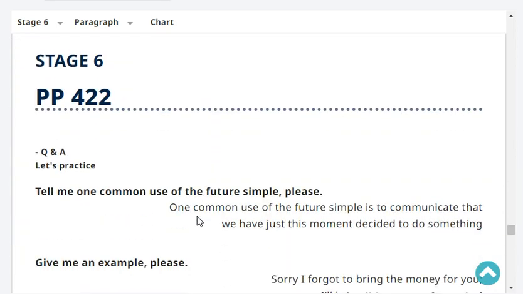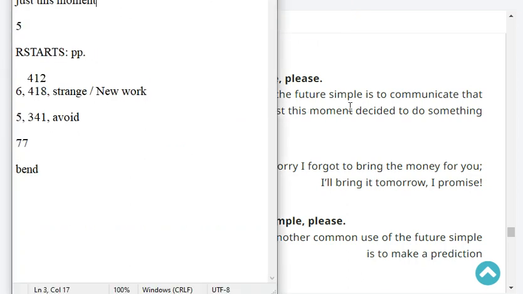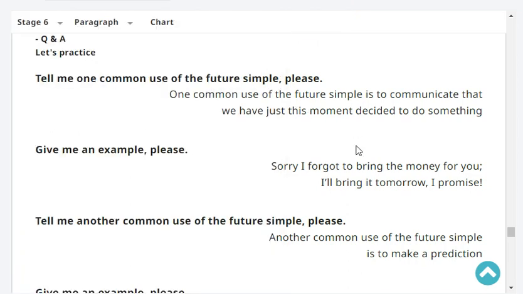Okay, so let's practice. Tell me one common use of the future simple, please. One common use of the future simple is to communicate that we have just this moment decided to do something. Give me an example, please. Sorry, I forgot to bring the money for you. I'll bring it tomorrow, I promise. Very good.